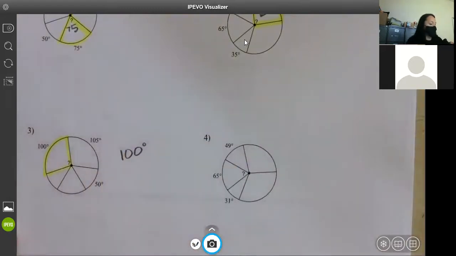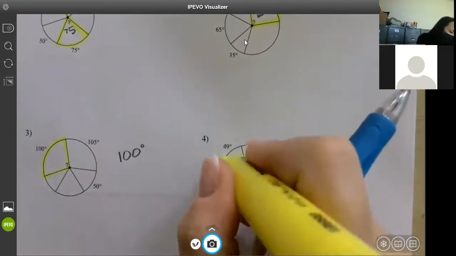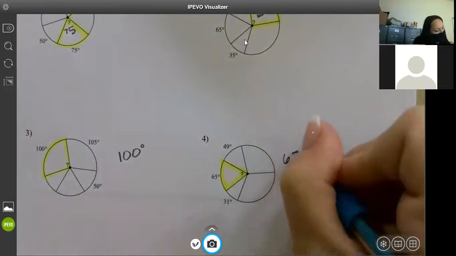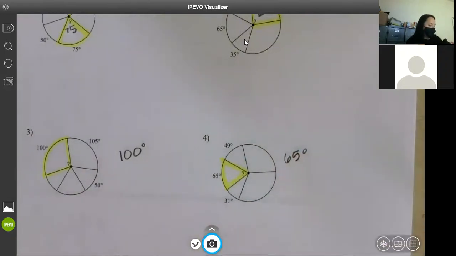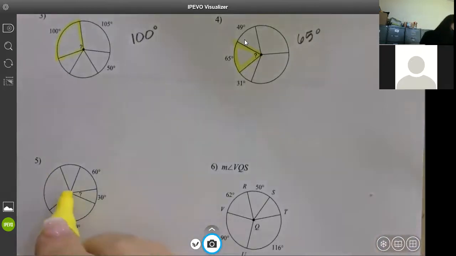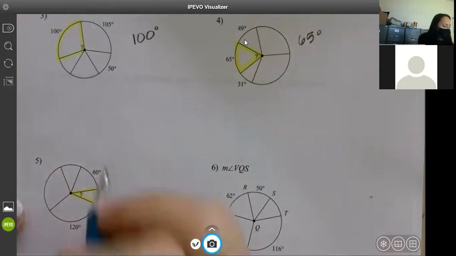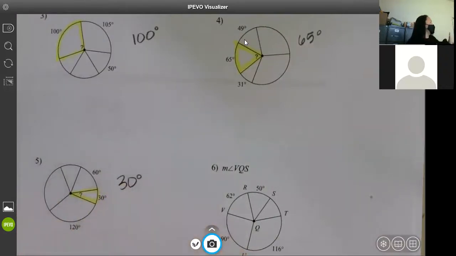That's it. On number 4, also the same way. Here's our angle and our arc. So what's our degree on this one? 65. And then number 5 is exactly the same. And then we go to something different. Here's your angle, here's your arc. So what's the degree of the angle? 30. Any questions on those 5? Those are the easiest ones that you get, okay? They do get a little bit harder, but it's not bad, all right?